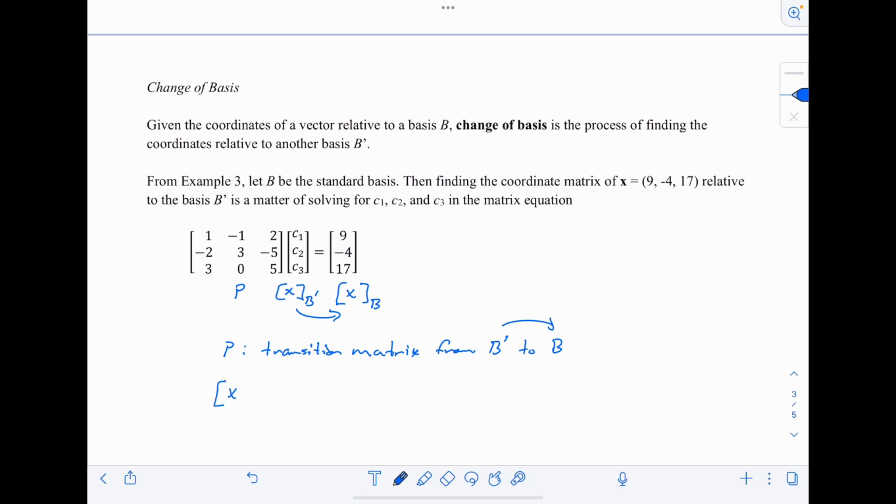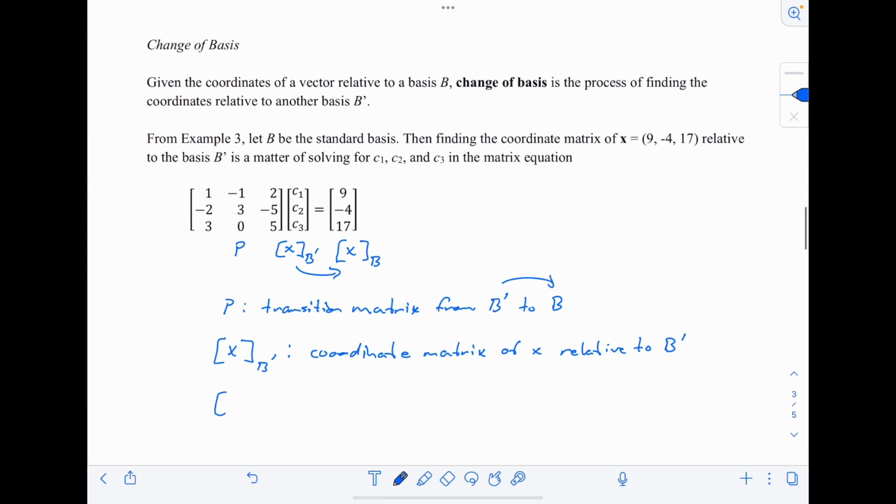And then just to clarify, so you've got it here. The second part is again the coordinate matrix. This goes back to our earlier definition. So the coordinate matrix of x relative to B prime, and then we've got the coordinate matrix of x relative to B.